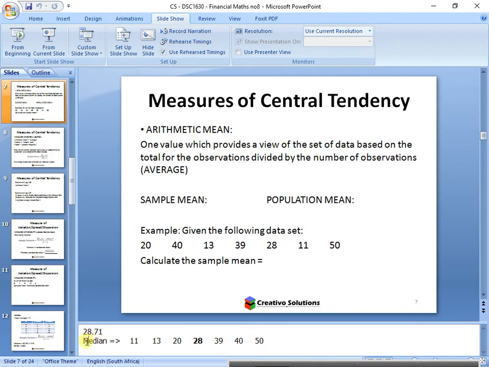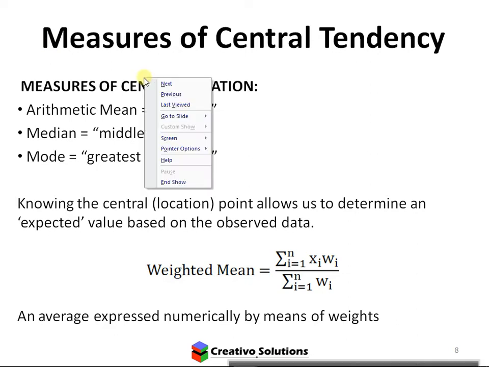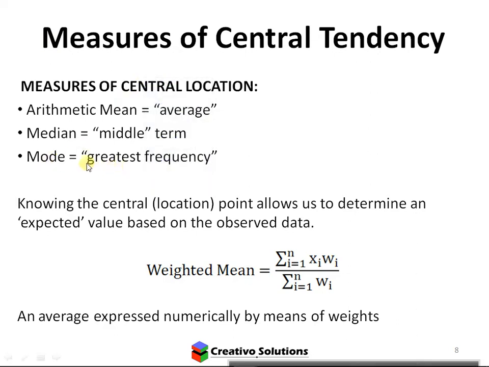Okay, what's the median? The median would be the middle term. So if I've got 3 terms on that side and 3 terms on that side, 28 is the median, because you need to rank the data from smallest to biggest. Happy with that? Right, a few other measures that you can get. Mode, which you spoke about, is the greatest frequency.